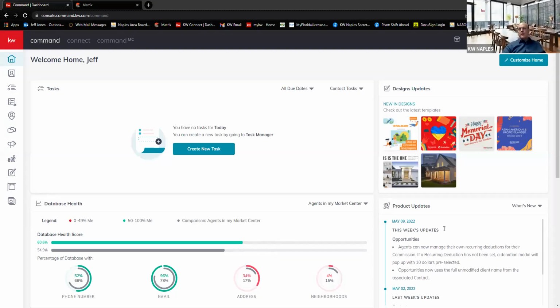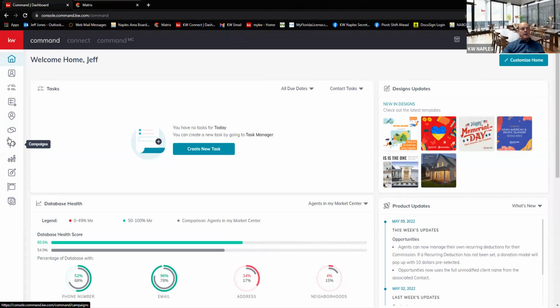Okay, so we've gone over into command. And here's why I recommend you use command to do your contract. Yes, you could go directly into DocuSign or .loop, whatever you're using, and generate the contract in there, but then you'll never be able to connect it to command for the purposes of sharing documents. So I always recommend you go to command and click on your opportunities.